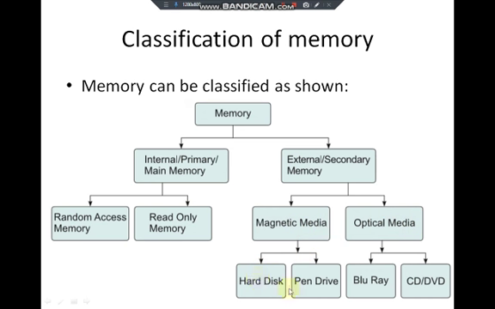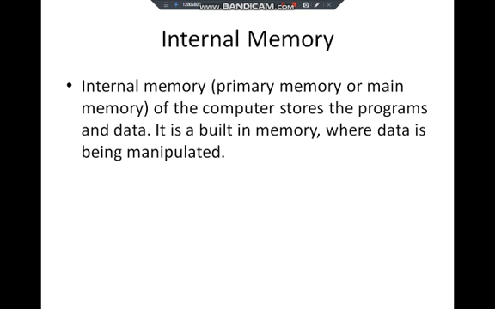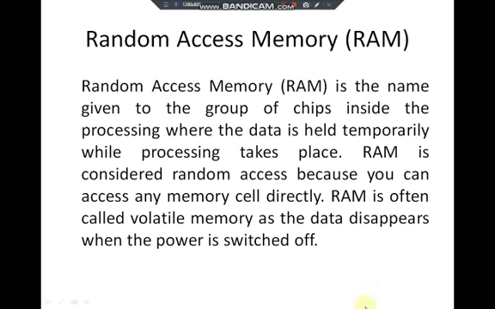So what is the internal memory? The internal memory is also known as the primary memory or the main memory of the computer. It stores the program and data in the computer. It is inbuilt memory, where the data is being manipulated. I told you internal memory is further divided into two parts, that is RAM and ROM. First we have RAM, random access memory. Random access memory is the name given to the group of chips inside the processor, where the data is held temporarily while a processing task takes place.